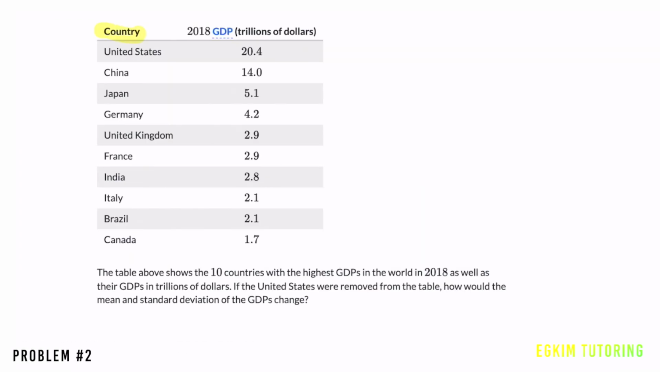So this table has countries and GDP, and it says the table above shows the 10 countries with the highest GDPs in the world in 2018, as well as their GDPs in trillions of dollars. If the United States were removed from the table, how would the mean and standard deviation of the GDPs change? This problem is more like what you would get on the real test because it's asking you about standard deviation, but it's also asking you about the mean.